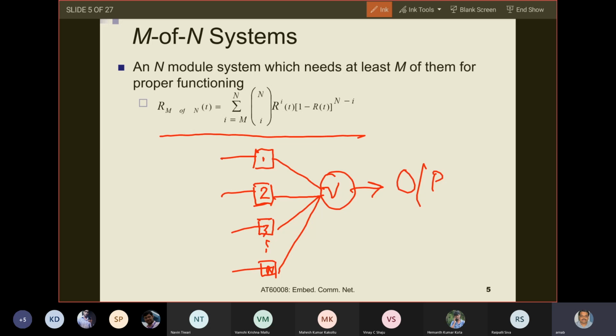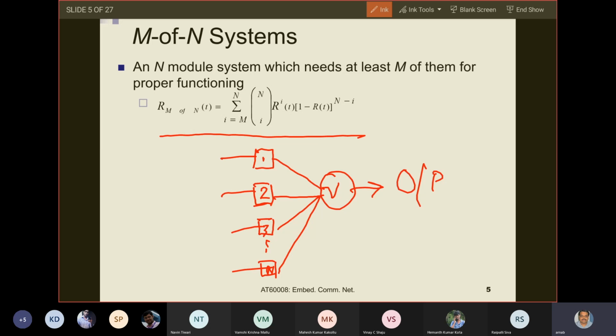NC1 is equivalent to NC n minus 1, right? Yes, sir. Correct. So NC n minus 1 into r to the power n minus 1 t into 1 minus rt. This is the total probability that you have one of the components failing and n minus 1 working correctly.